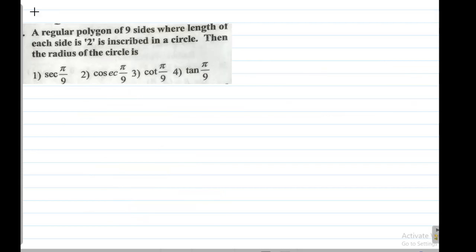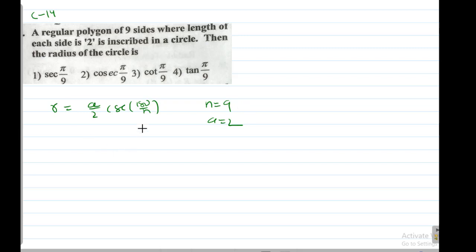Okay students, this is our 14th problem. We can call it C14. Again, a regular polygon of 9 sides, where the length of each side is 2, is inscribed in a circle. Then the radius of the circle is... inscribed means small r is equal to A by 2 into cosec 180 by n. This we have as a result. So what is given here? N is given as 9 and each side a is given as 2.